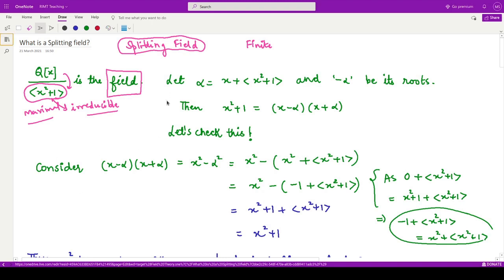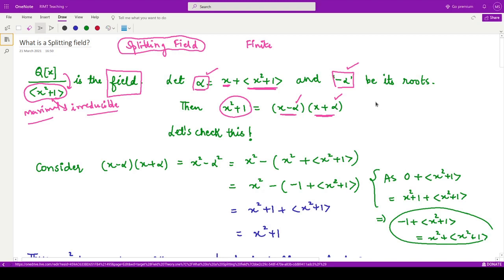Okay. So now if I am considering this polynomial x square plus 1 and I assume alpha to be its root, what kind of element would alpha be? It would be x plus the ideal generated by this irreducible polynomial. Now if alpha is the root, then minus alpha would also be its root. If both of them are roots, we can write x square plus 1 as the product of x minus alpha and x plus alpha, because alpha and minus alpha are the roots of this polynomial.